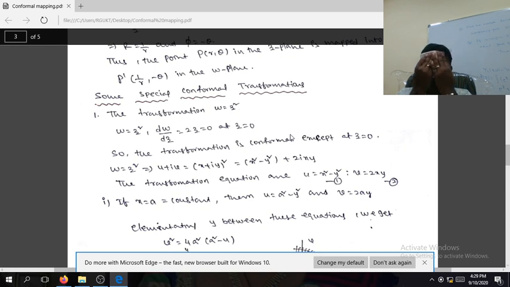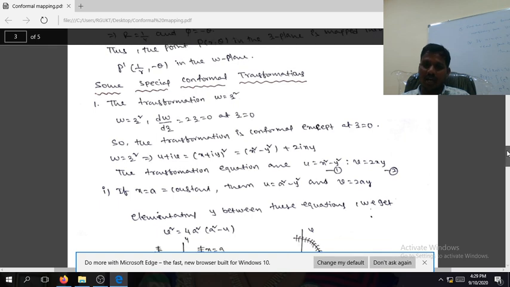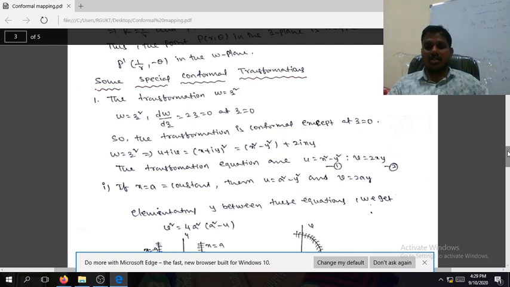Then w is equal to what? u + iv = (x + iy)², expanding by using the formula (a + b)². That gives x² − y² + 2ixy. So u = x² − y² is the real part and the imaginary part is v = 2xy. Now I am going to concentrate on how it is transforming. The transformed equations are: if I take (x, y) in the z plane, it is transformed to (x² − y², 2xy), right?